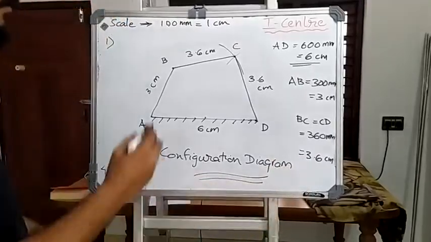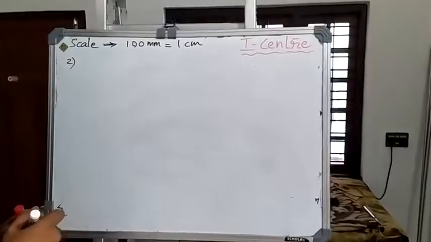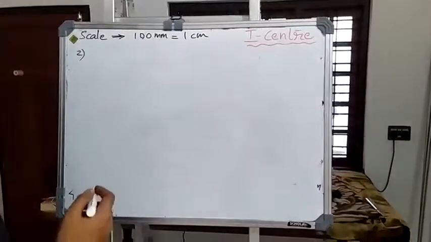We have to start by drawing the configuration diagram. Now, the second step is finding out how many I centers are there for the given mechanism. Now, let us find out how many I centers are there.